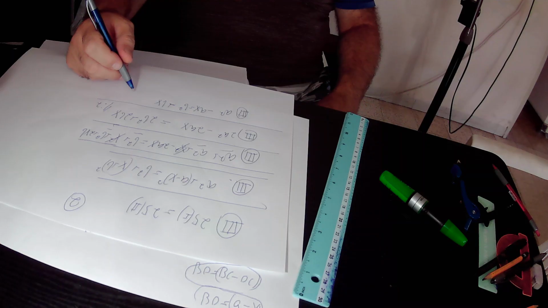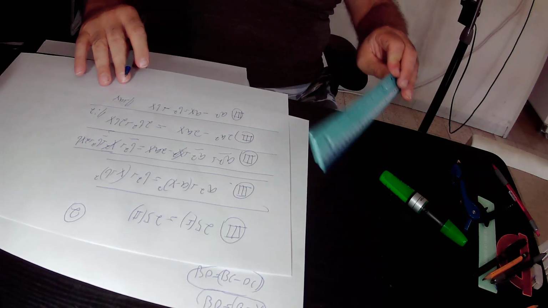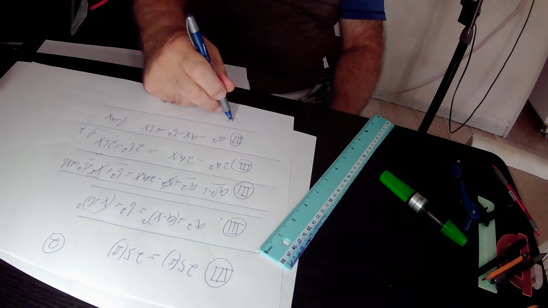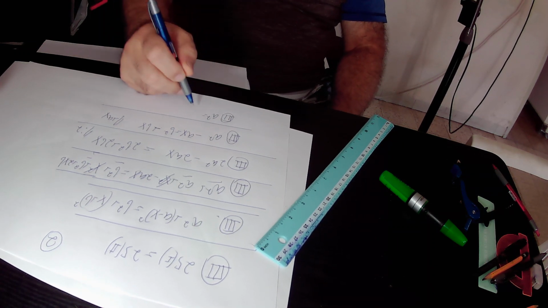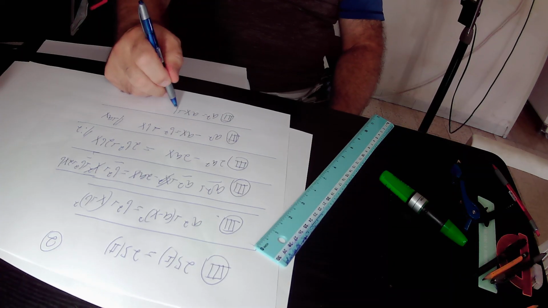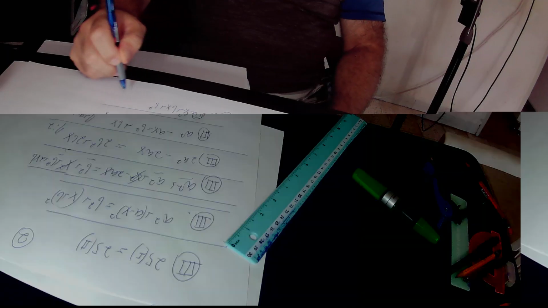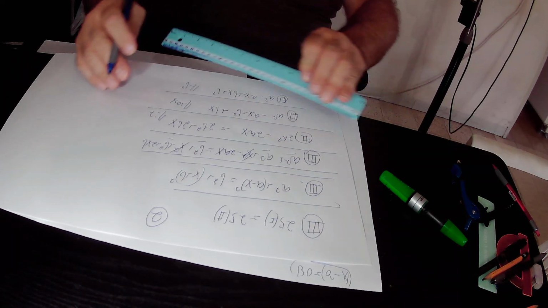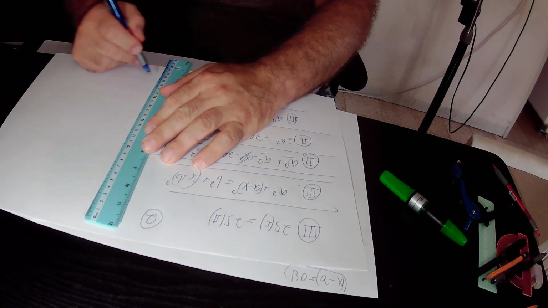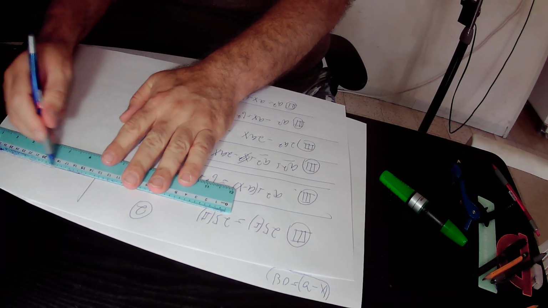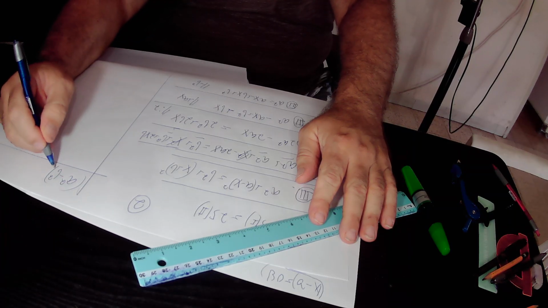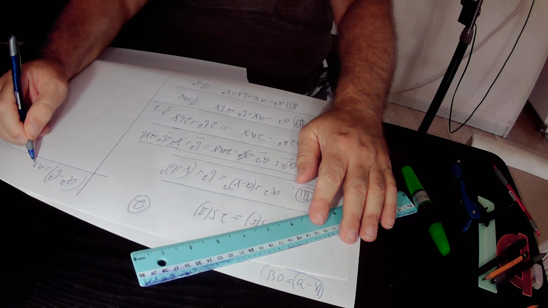Here we add ax to this equation 3, and we get that according to equation 3, a squared equals ax plus bx plus b squared. So here we'll subtract b squared from this equation 3, and we get that according to equation 3, a squared minus b squared equals ax plus bx.